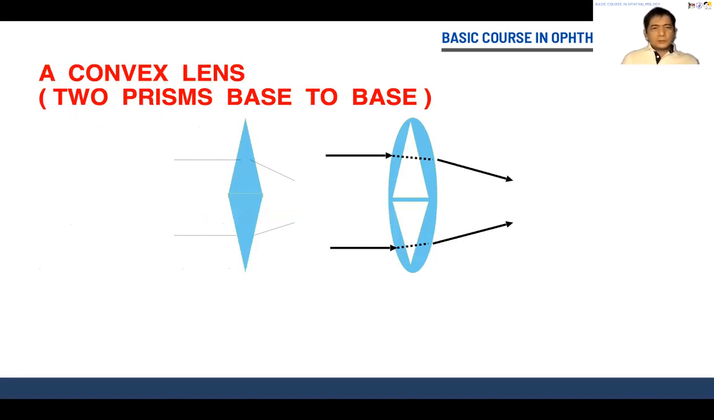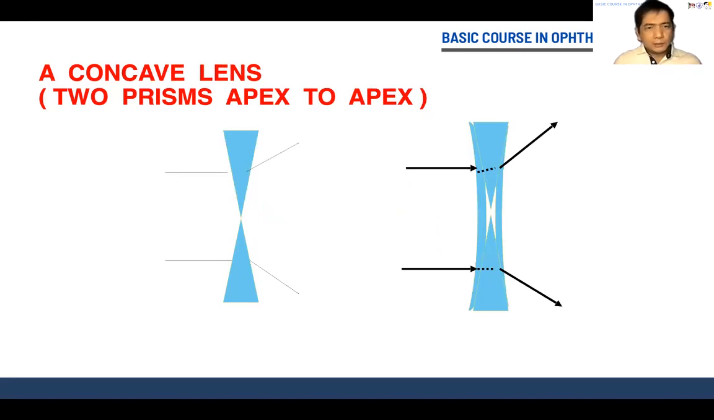So let's talk about lenses. A convex lens is a lens that is used to correct hyperopia. It magnifies images. And these lenses actually are composed of base-to-base prisms, while a concave lens, which is used to correct myopia, is composed of prisms that are positioned apex to apex.